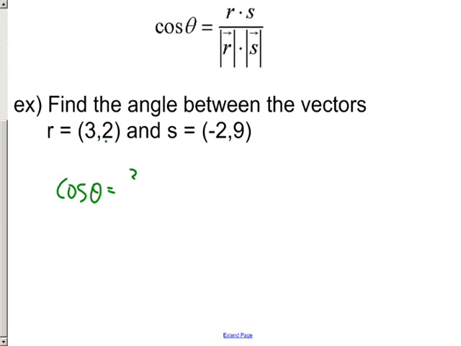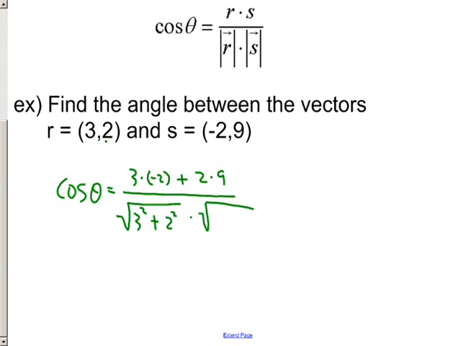So what do we get? We get 3 times negative 2 plus 2 times 9, over the magnitude of R times the magnitude of S, which will be the square root of what? The square root of 3 squared plus 2 squared, and the square root of negative 2 squared plus 9 squared. If you write everything out, what do you get for the numerator? 12.